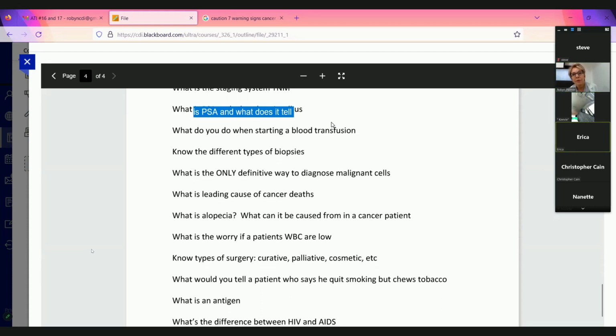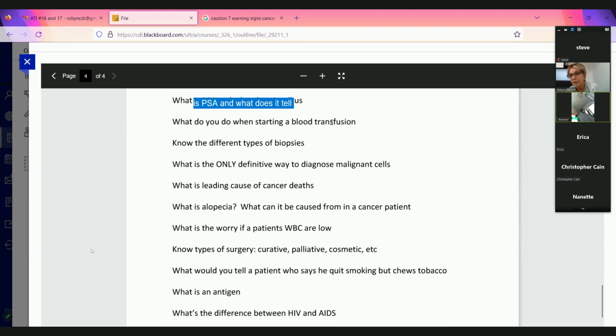It's a marker for prostate cancer. It tells you if the patient got prostate cancer. Okay. It tells you something's going on with the prostate. It doesn't tell you it's prostate cancer, right? Remember, it's non-diagnostic. Okay. PSA just tells us we need to look at it.